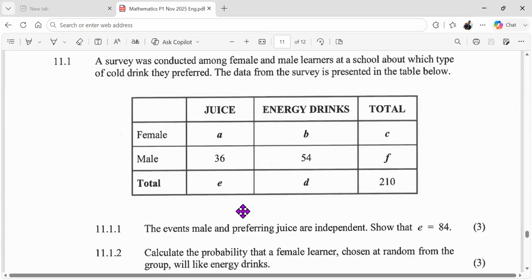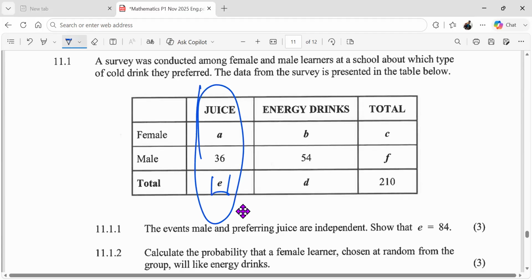The data from the survey is printed in the below table. So we have juice if you are reading vertically. So A females prefer juice, 36 males prefer juice. The total number of those who prefer juice is E. This is the total number of learners that prefer juice.